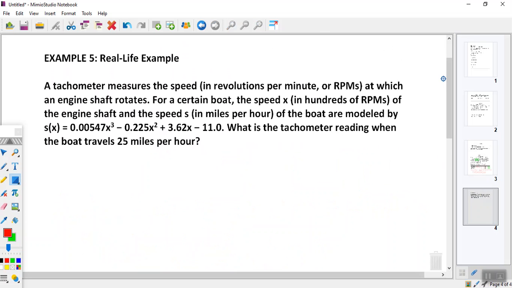Okay, let's apply this right here. It says a tachometer measures the speed in revolutions per minute at which an engine shaft rotates. For a certain boat, the speed x in hundreds of RPMs of the engine shaft and speed s in miles per hour of the boat are modeled by this polynomial function here. I won't read it. It says, what is the tachometer reading when the boat travels 25 miles per hour? We've got to figure that out. So they're basically saying the boat is traveling how fast, kids?